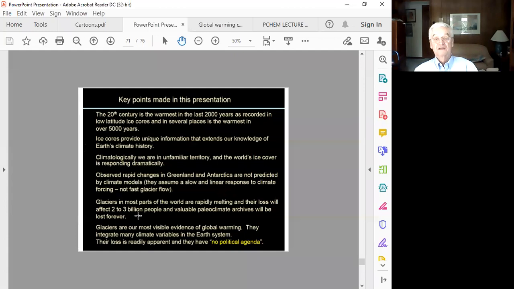This I mentioned several times, but it's very important. Glaciers in most part of the world are rapidly melting. There will be loss affecting 2 to 3 billion people, and valuable paleoclimate archives will be lost forever. Not only that, but rivers may disappear. So glaciers are the most visible evidence of global warming. They have no political agenda, but they do give us a message of what is happening.